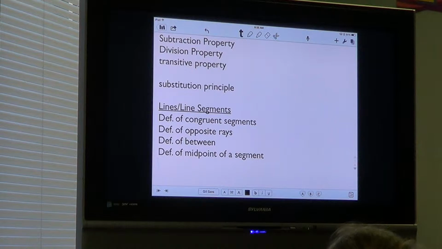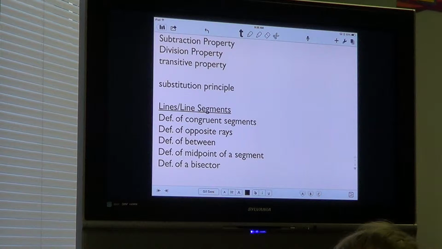Matt? Definition of a bisector. Okay. Anything else that you guys came up with between two lines or line segments? Definition of congruent segments. We got that? Thank you. Good. I'm confused about something. Because there's a definition for the midpoint of a segment, but then there's also a theorem. So which one should you use?